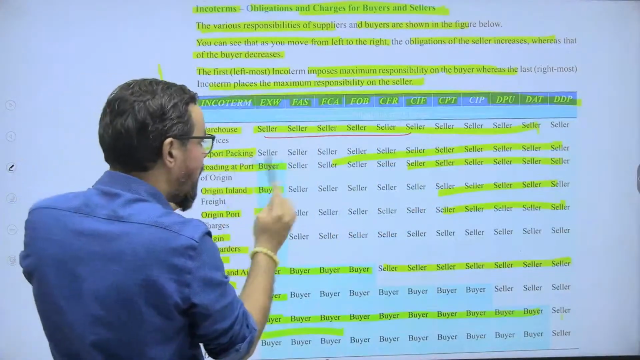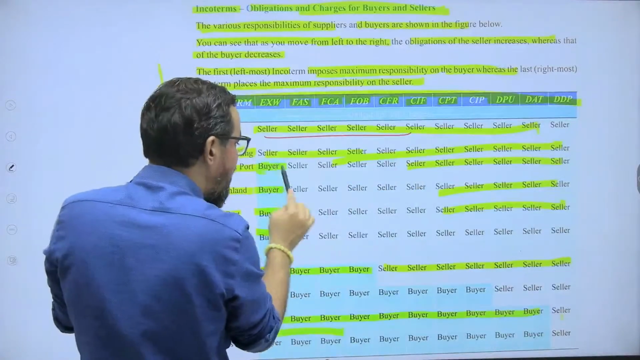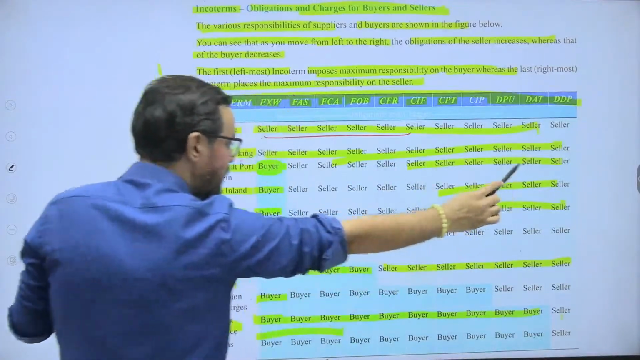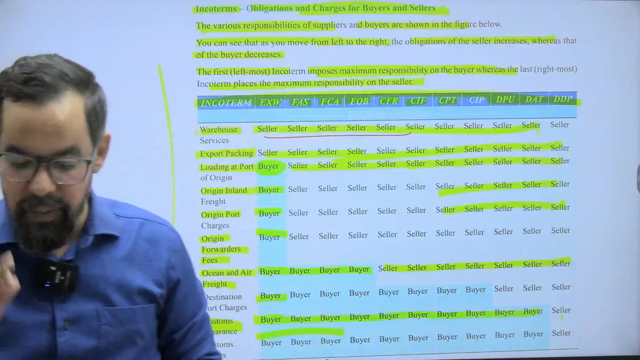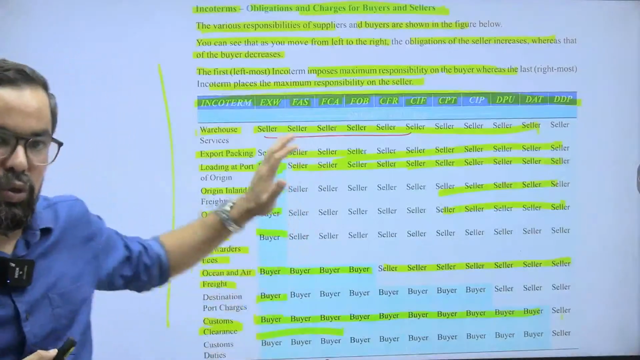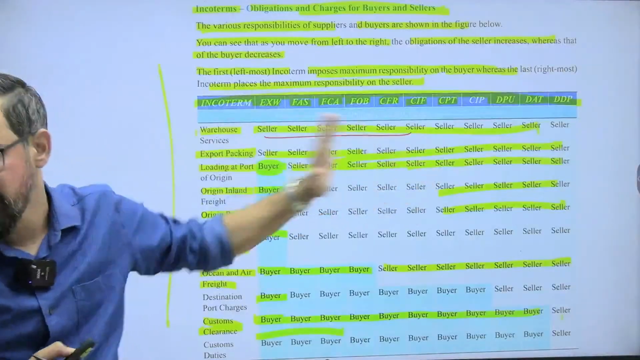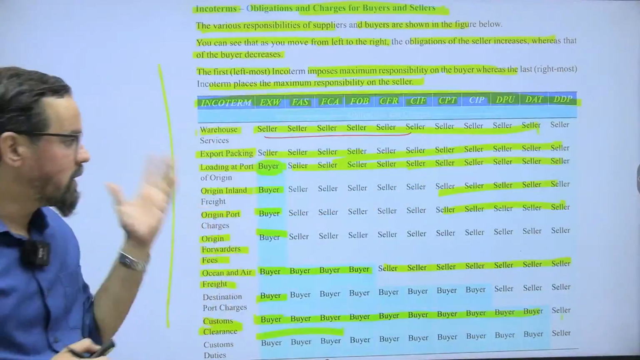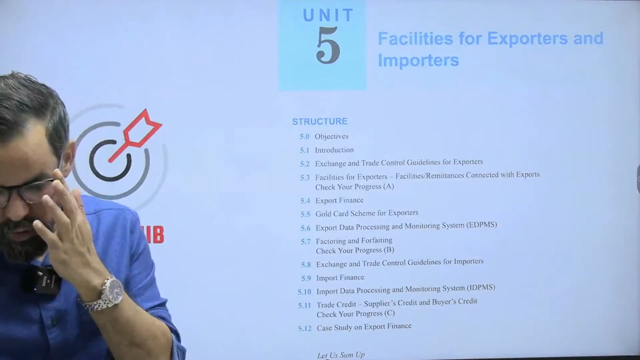Export packing, again the entire thing is done by sellers. Loading at port by buyers, then seller everything. So this is something, the responsibilities in that particular trade, what responsibilities belong to buyers, what will be borne by buyers and what will be borne by the seller itself. Okay, so revise this once a little bit, that will help you in your upcoming examination also, right?